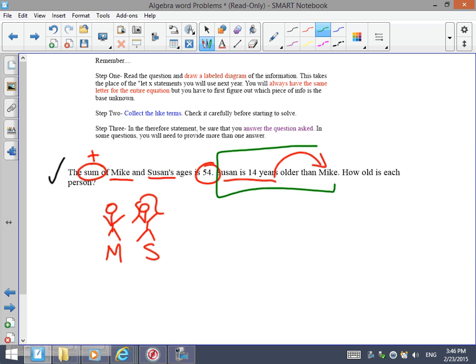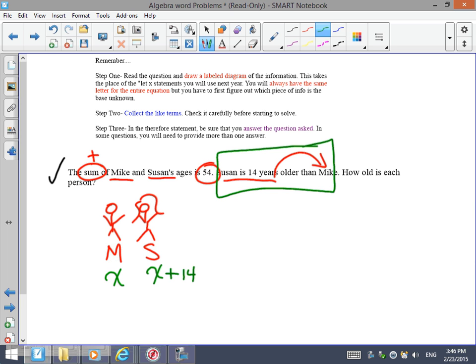So if Susan is 14 years older, that must mean Mike is just the x value. He's the base that the rest of it is being put off on or compared to. And I know that Susan is the same age as Mike, but 14 years more. So I will represent Mike as x and Susan as x plus 14.